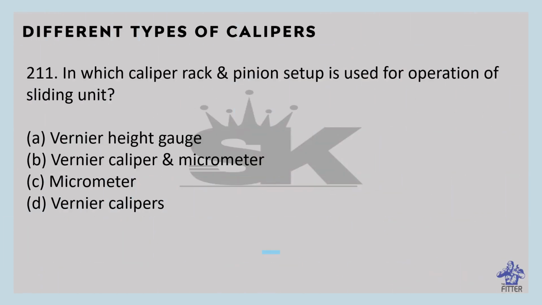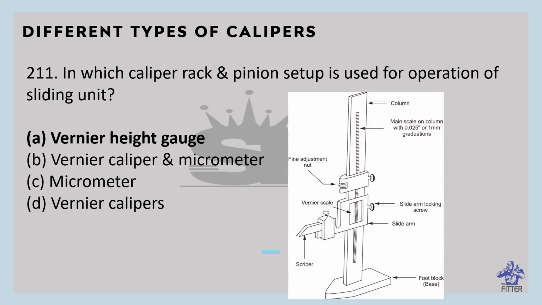In which caliper is a rack and pinion setup used for operation of the sliding unit? That is vernier height gauge. Okay, you can see here, for operation of the sliding unit, rack and pinion arrangement is used. It is used to measure vertical dimension from reference ground. It consists of a graduated scale or a bar held in a vertical position by a finely ground fixed base. And the least count is 0.02 mm.